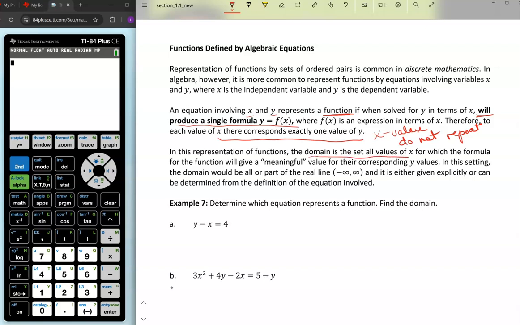The domain is the set of all the values of x for which the formula gives you a meaningful value to the corresponding y values. Once again, you can have some x values that do not produce anything in the function. They're not part of the function. And if you have those x values that are not part of the function, then they are not part of the domain. Now, I just need to take a moment and remind you what that means.